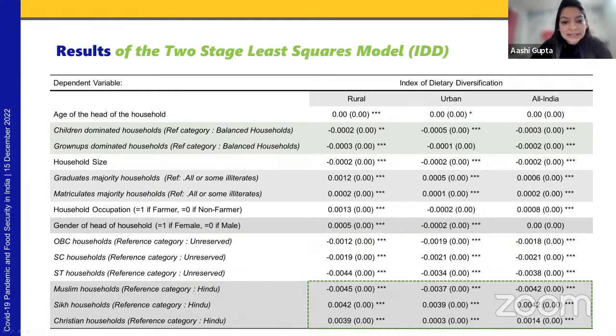And lastly, the Muslims have a higher dietary diversity on average in both rural and urban India relative to Hindus. And it is also true at the all India level. The other minorities, Sikh and Christian, however, have a more concentrated diet as compared to Hindus.